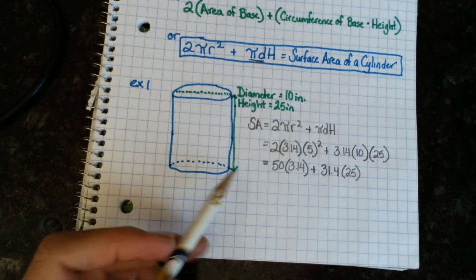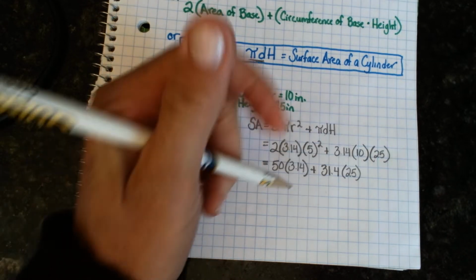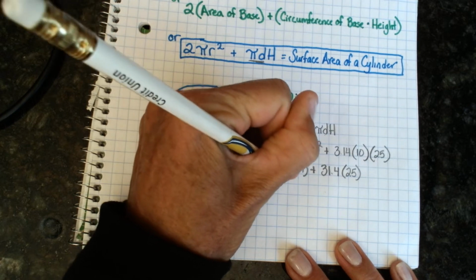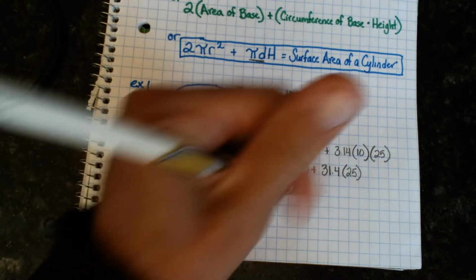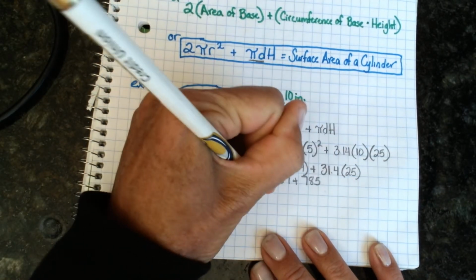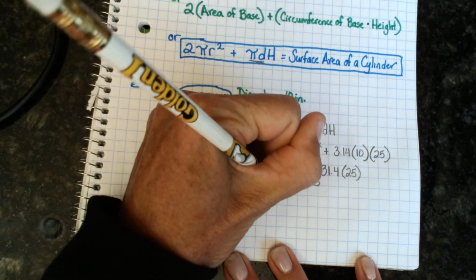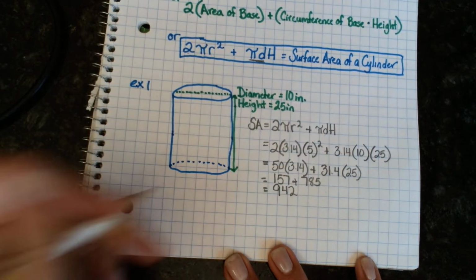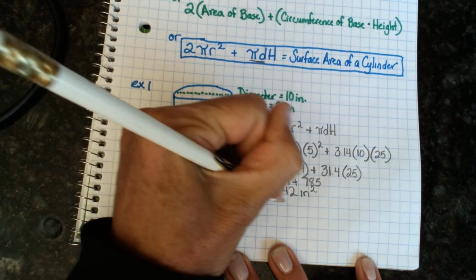Okay, so now 50 times 3.14 is 157, and 31.4 times 25 is 785. Add those two together, and we have our total surface area of our cylinder is 942 inches squared.